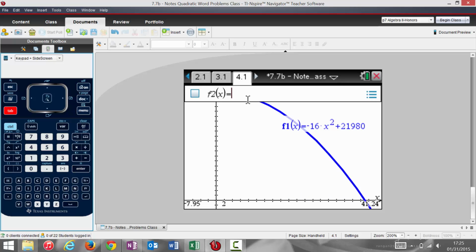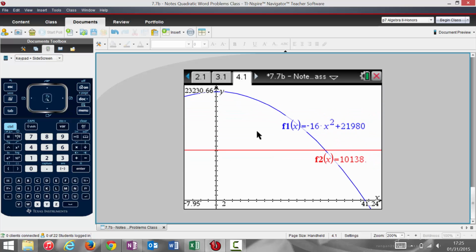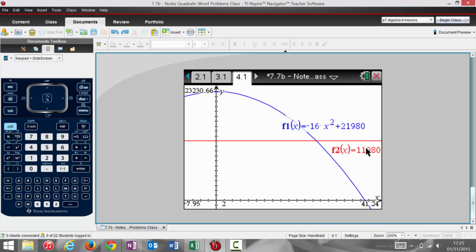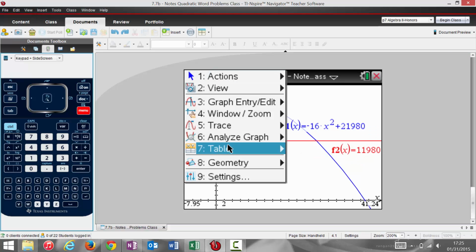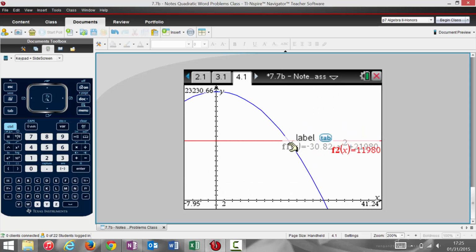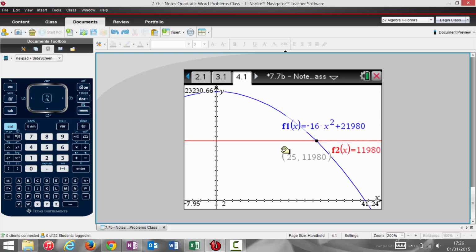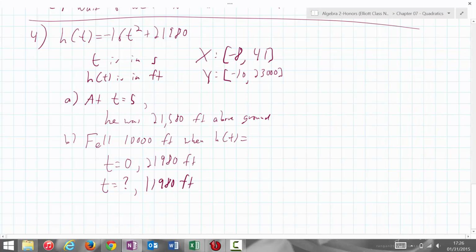Tab, y, f of x is y, so y equals 11,980. And that should visually represent him falling. Think of that red line as being him falling. You see, we can just move it up and down if I want to. That's a little more advanced, but you can actually do that. Anyway, we're going to do an intersection, menu, analyze graph, intersection, left, right, and boom. Nope, I just changed that graph. Hard thing about clicking. Let's move that point there. 25 seconds later.